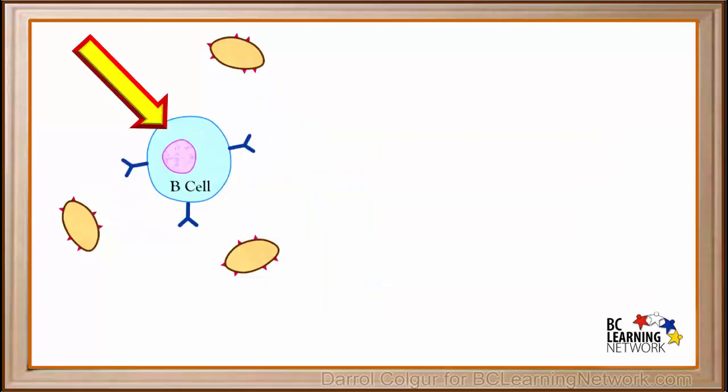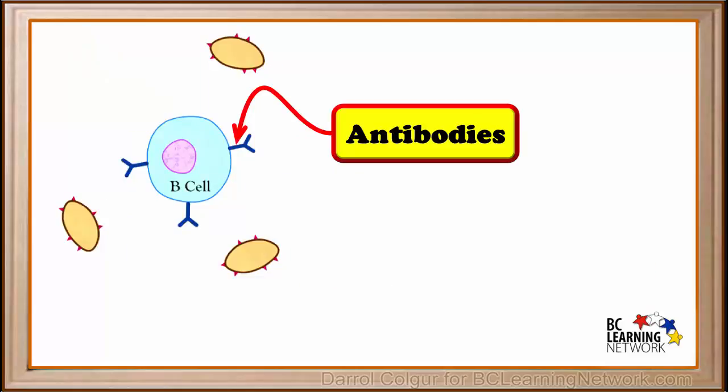Here is a B cell. The surface of B cells has Y-shaped molecules attached to it. These are called antibodies. These antibodies are attached to the cell's outer membrane. As we'll see, free antibodies that are not attached can also exist.